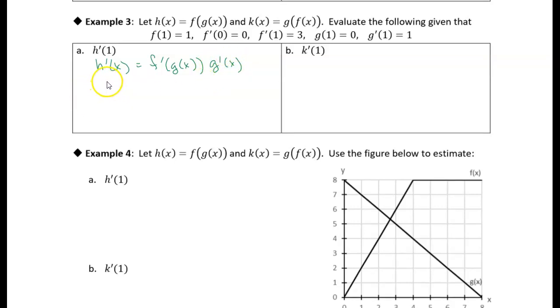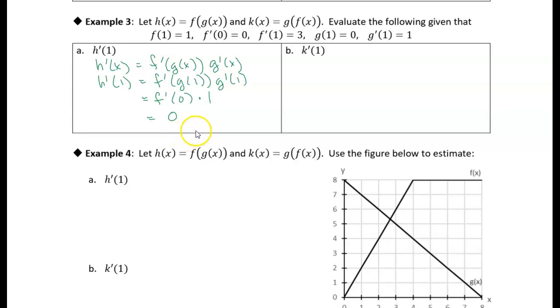And now I just want to substitute 1 for x. So h prime at 1 is equal to f prime at g of 1 times g prime of 1. And now I can use the information that they gave me. I know that g of 1 is equal to 0. So this becomes f prime at 0, right? And I know g prime at 1 is 1. So this is just going to be times 1. And f prime of 0 is 0, so this is just 0. All right? That's all there is to it.